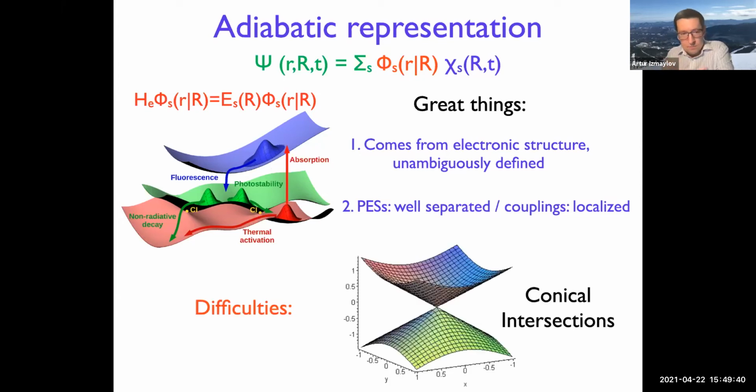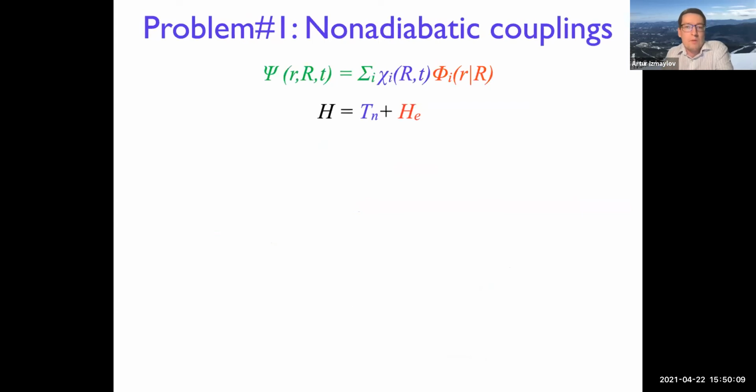Now, the downside of the whole representation is that when surfaces actually come close to each other or even intersect, very frequently they intersect in this conical shape. There may be reasons for that. We can discuss it later, but this is what is actually happening. Then there are lots of difficulties appearing in the nuclear treatment in those cases of conical intersections. Now, one problem is related to non-adiabatic couplings.